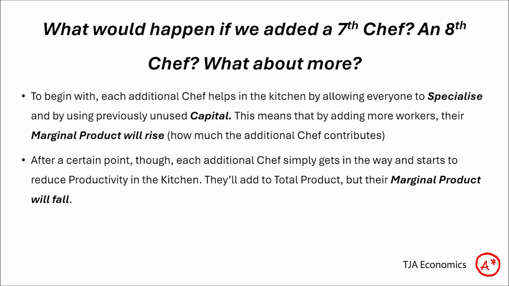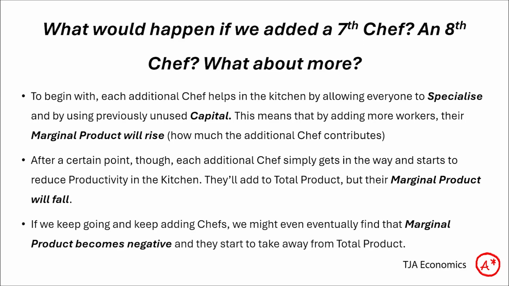They'll add to the total product, i.e. output will increase, but the amount added by each individual chef starts to fall. And think about it, if we were to hire a 10th, an 11th, a 12th chef, eventually we might find that there are so many chefs in the kitchen that actually total output begins to fall, i.e. it is so busy and so crammed full of chefs that they're just really getting in each other's way, and they can't actually produce as much as they would if they had fewer chefs.